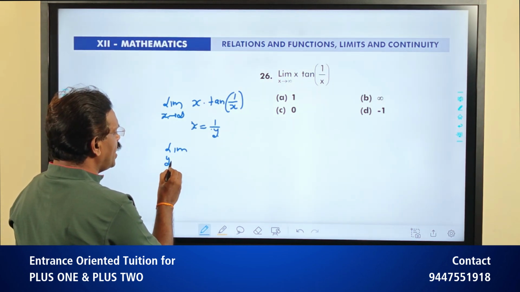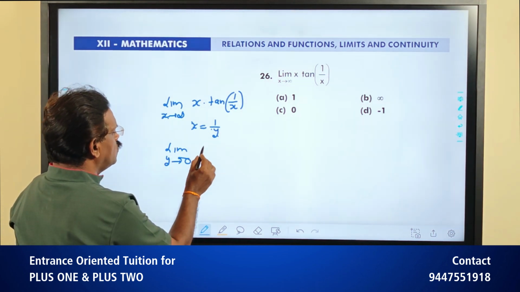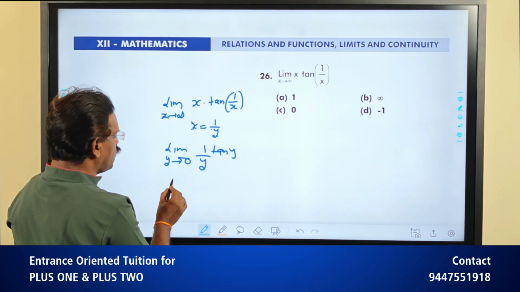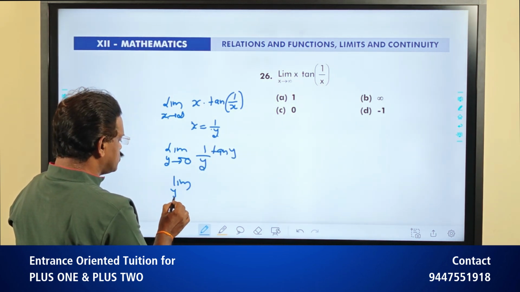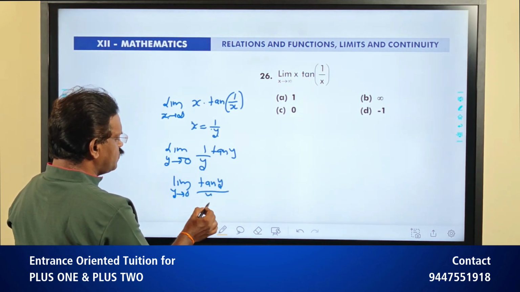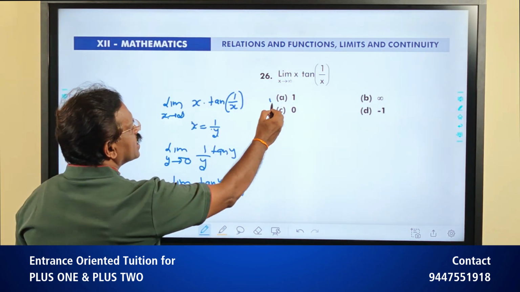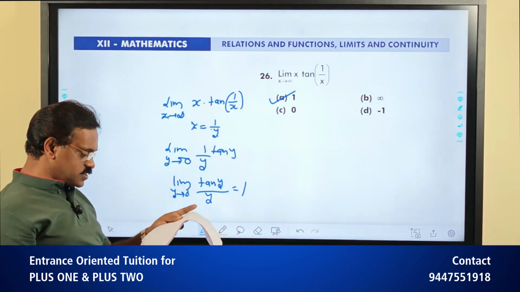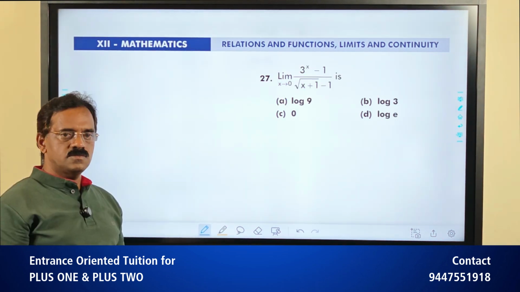So we can say that limit y tends to 0, 1 by y into tan y. It's a direct formula: limit y tends to 0, tan y by y, which is equal to 1. Or even we can apply L'Hopital's rule for doing that particular question.